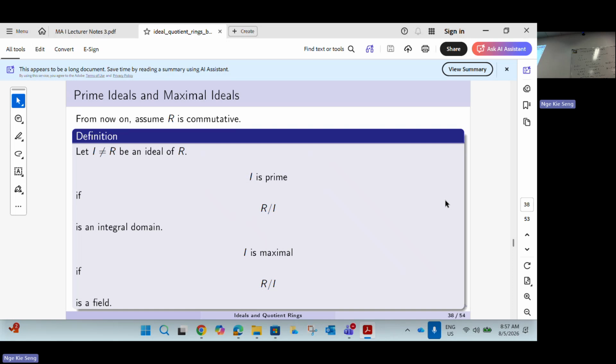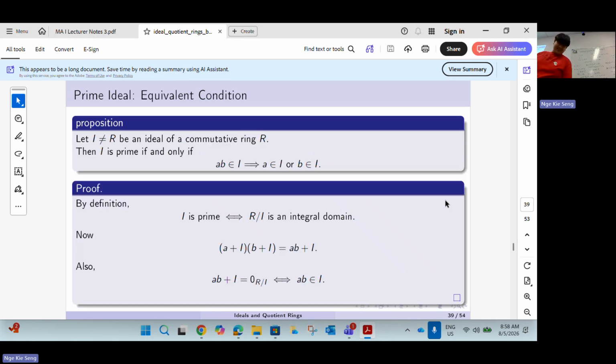The field is just a ring where we have commutative multiplication, and we have inverses. Every nonzero element will have an inverse. The equivalent condition is very easy to think, because it is very hard to see otherwise.